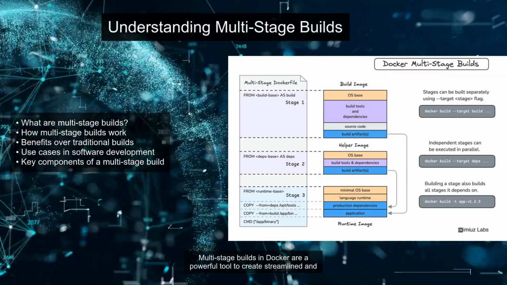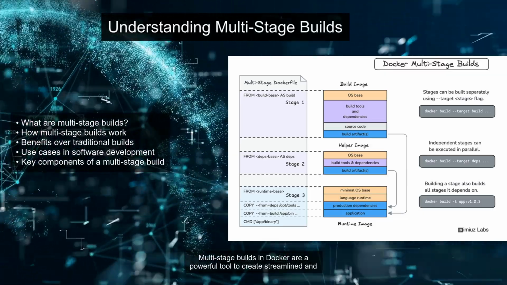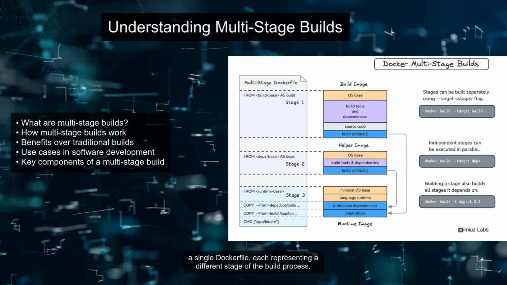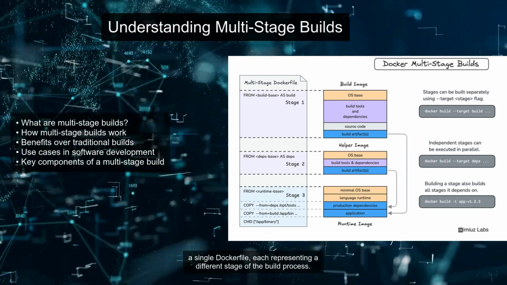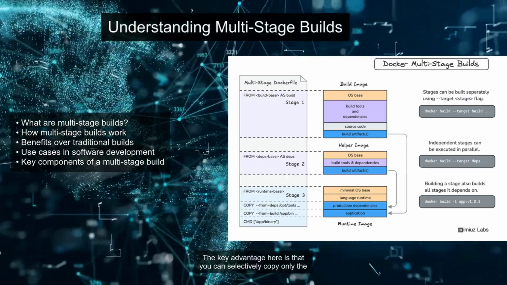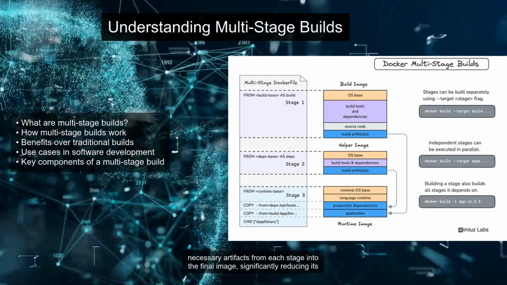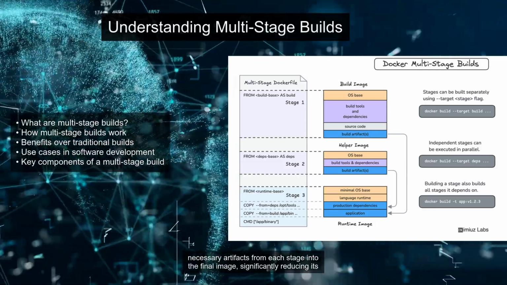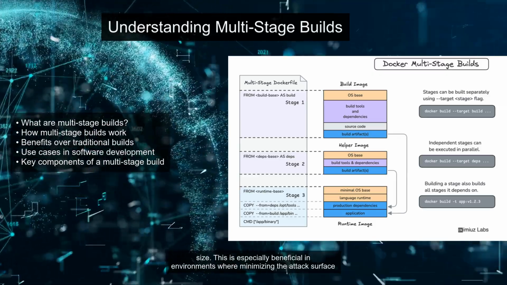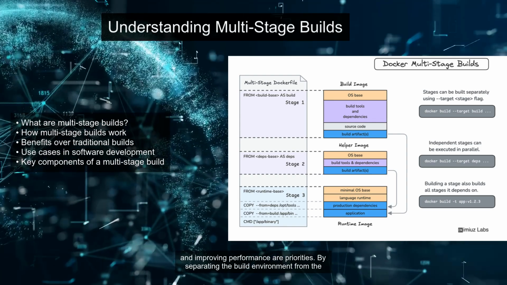Multi-stage builds in Docker are a powerful tool to create streamlined and efficient images. Essentially, they allow you to use multiple FROM statements within a single Dockerfile, each representing a different stage of the build process. The key advantage here is that you can selectively copy only the necessary artifacts from each stage into the final image, significantly reducing its size. This is especially beneficial in environments where minimizing the attack surface and improving performance are priorities.